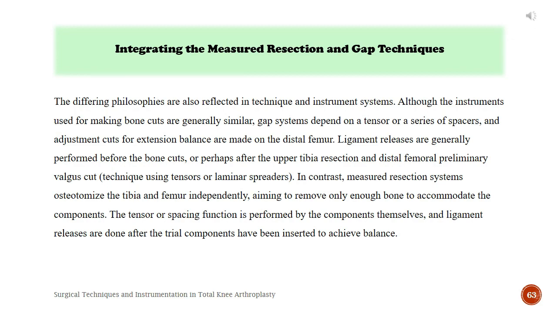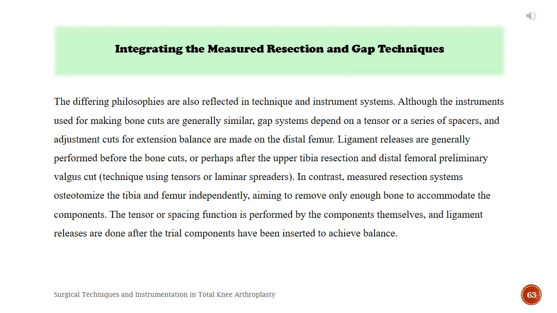The differing philosophies are also reflected in technique and instrument systems. Although the instruments used for making bone cuts are similar, gap systems depend on a tensor or a series of spacers, and adjustment cuts for extension balance are made on the distal femur. Ligament releases are performed before the bone cuts, or perhaps after the upper tibia resection and distal femoral preliminary valgus cut, a technique using tensors or laminar spreaders.